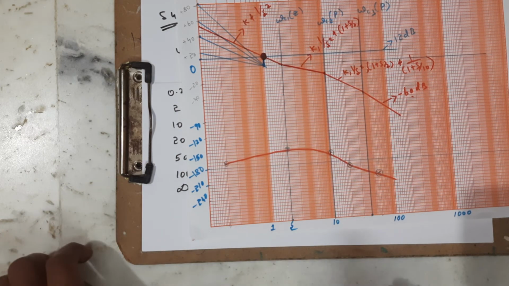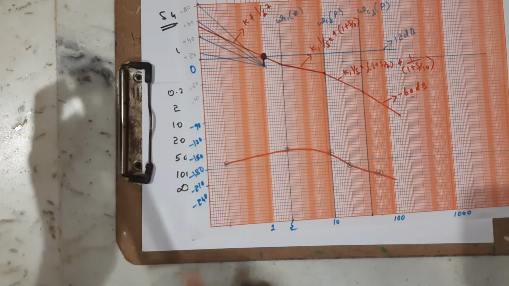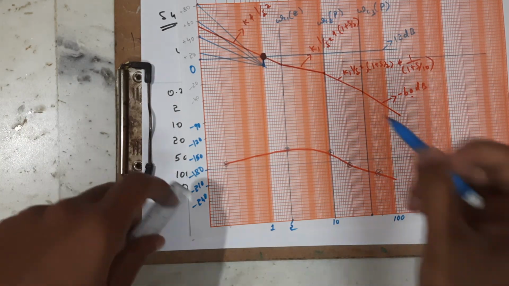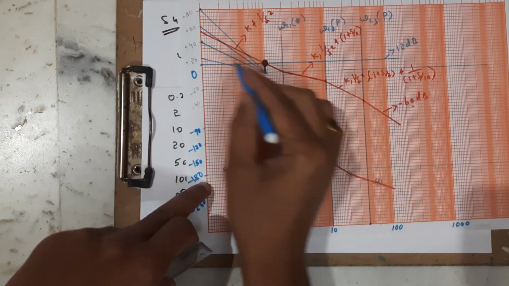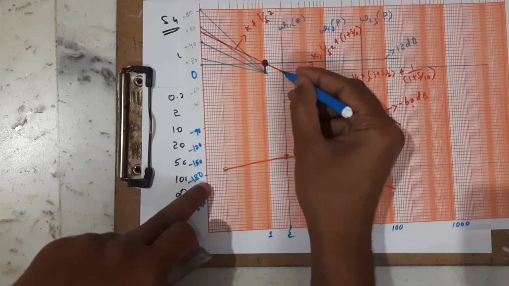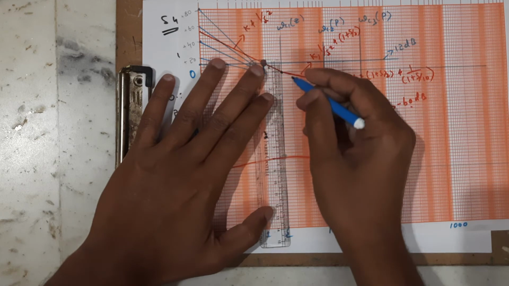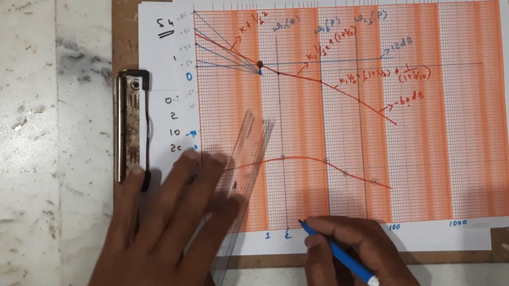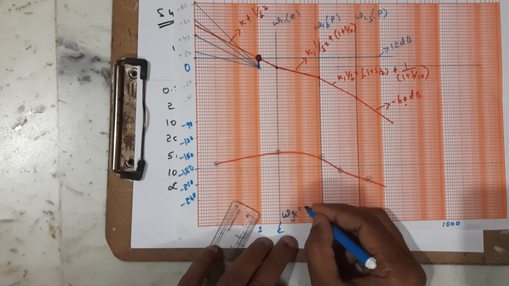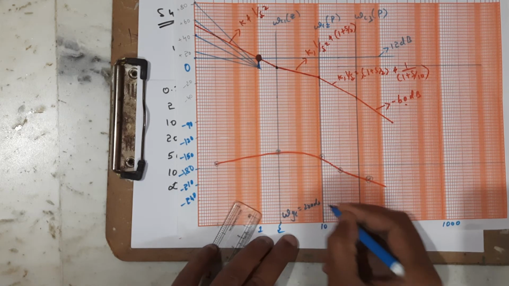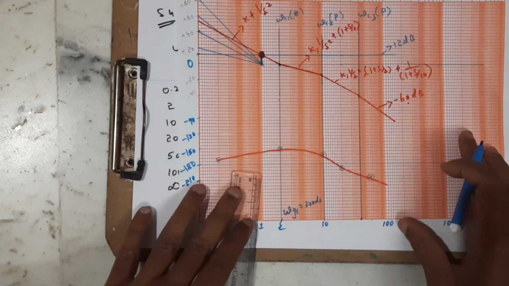What is the next step? The next step is to find omega GC. How to find it? First identify where the magnitude plot is crossing 0 dB. Approximately here, it is crossing at 2 radians per second. So omega GC is approximately 2 radians per second.